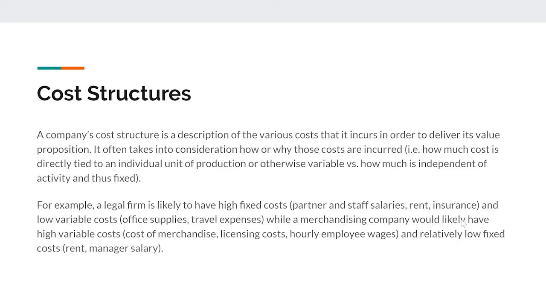And then there are cost structures. Cost structures is a description of the different costs that a company incurs in order to deliver its value proposition. So we often take into consideration how or why those costs are incurred. For example, how much of a cost is directly tied to an individual unit of production. This is called variable cost, versus how much of it is independent of activity and thus fixed. Things like rent or insurance.